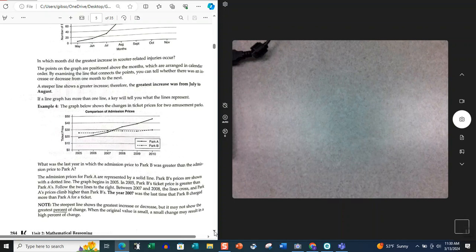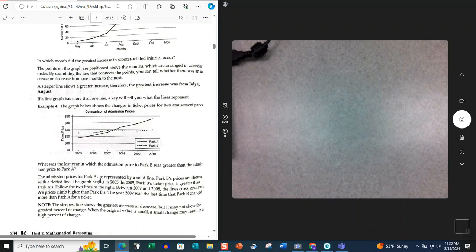Example 4, the graph below shows the changes in ticket prices for two amusement parks. So you have Park A, which is the solid line, and Park B, which is the dotted line. It says, what was the last year in which the admission price to Park B was greater than the admission price to Park A? The last year would have been actually 2007. 2007 was the last year.